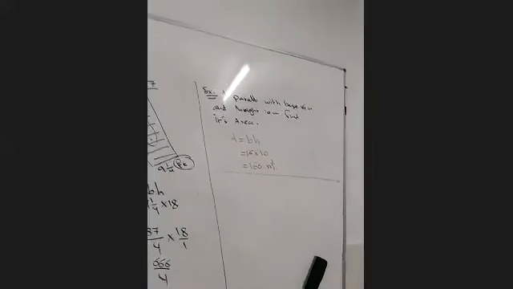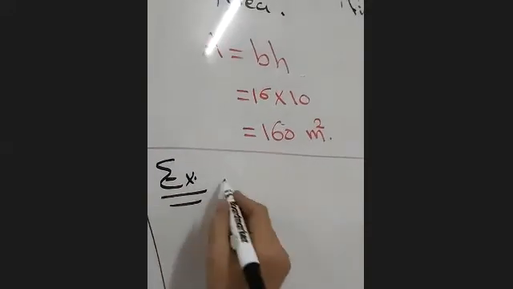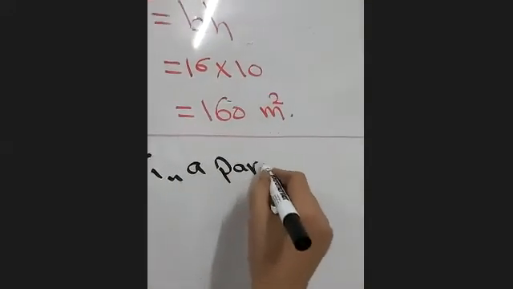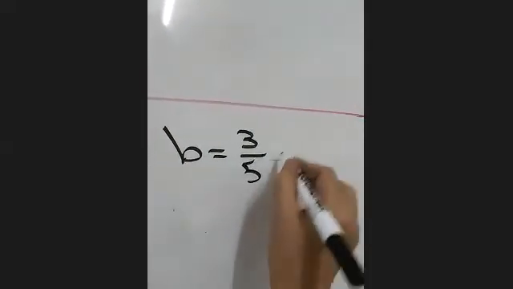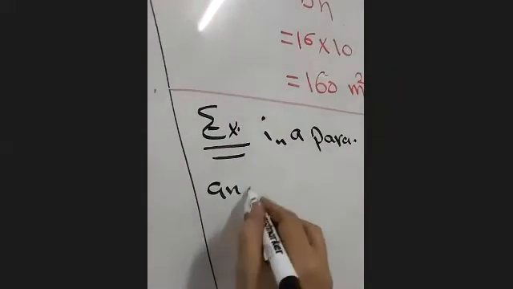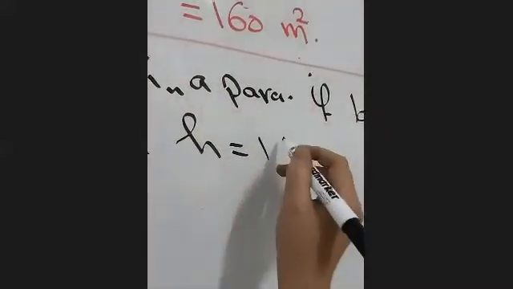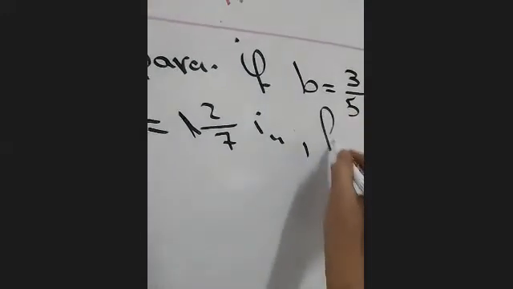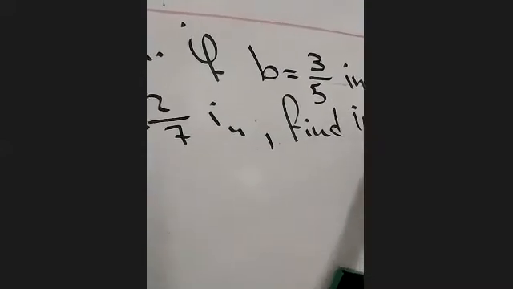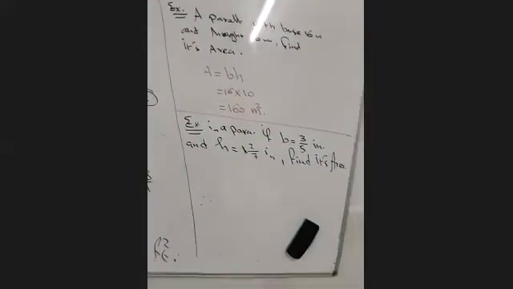Another example with the same idea. For example, in a parallelogram, if B is 3/5 inch and H is 1 and 2/7 inch, find its area. These are given examples, guys, not in the book.